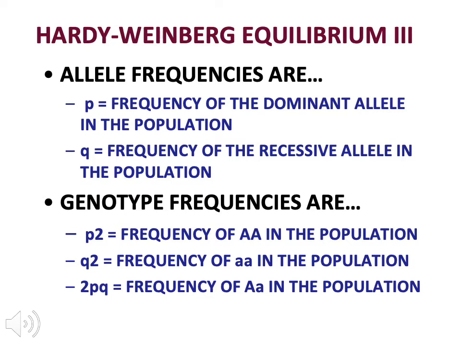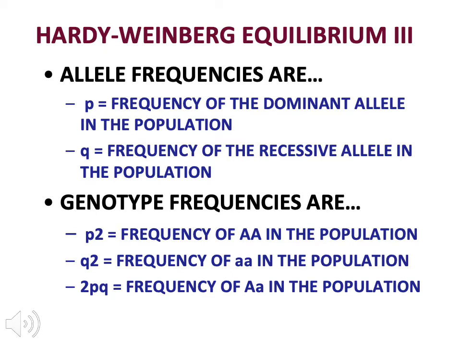The letter P corresponds to the frequency of the dominant allele in the population. If 75% of the loci in the population is occupied by the dominant allele, then P is 0.75. If 50% of the loci in the population are occupied by the dominant allele, then P is 0.5. If 25% of the loci in the population is occupied by the dominant allele, well, then P would be 0.25.